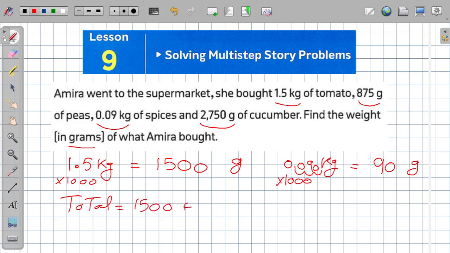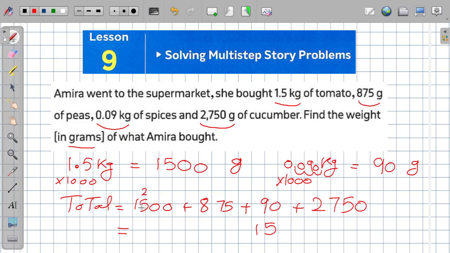1500 plus 875 plus 90 plus 2750. So the total will be 0 plus 5 plus 0 plus 0 equals 5. 0 plus 7 plus 9 plus 5 equals what? 7 plus 9 equals 16, and 16 plus 5 equals 21. So I have 1 and I will carry 2.